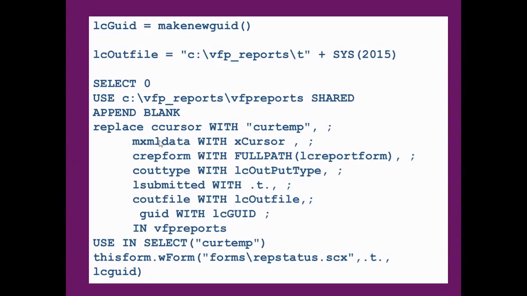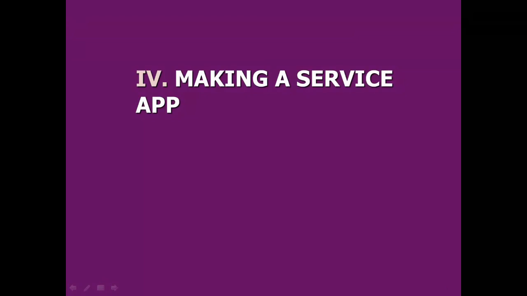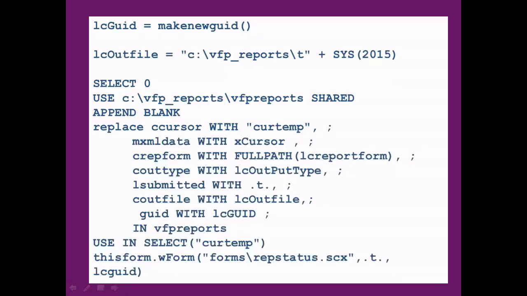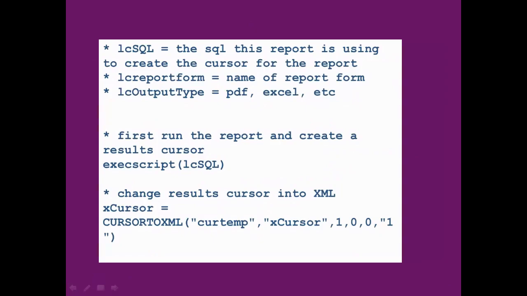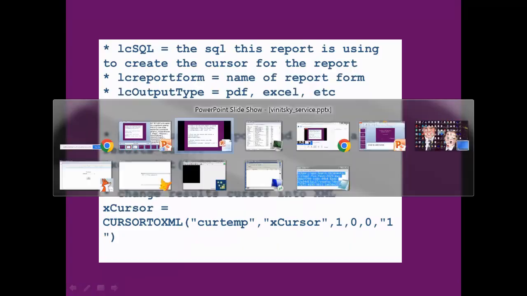I'm going to put the XML data. I'm going to put what report form to use. I'm going to put what output type. In our case, we're going to use PDF. There's going to be a binary for whether or not it's fully submitted. There'll be a place to store the output file. And there's actually one that says finished, which I left off here. So I'm going to add that into my table in VFP reports. And then I'm done. I can go back and do whatever I want. Now, the reason I want to do that, let's take a look at an actual VFP example.